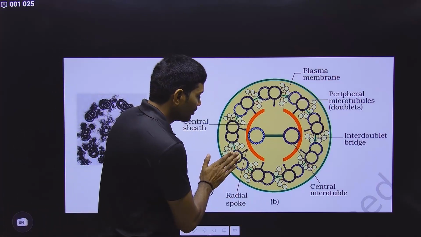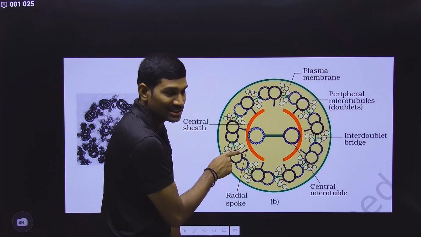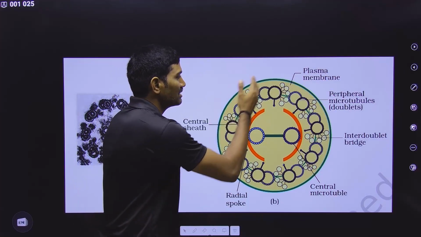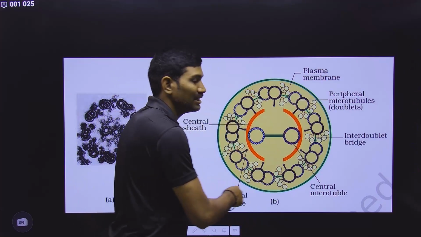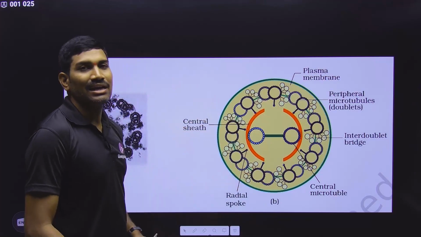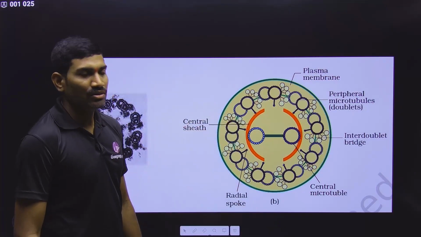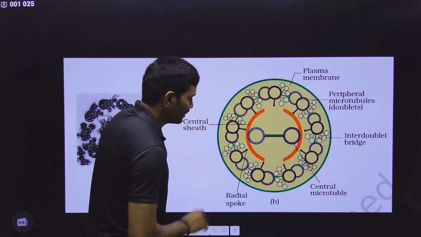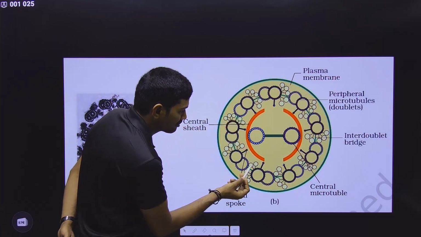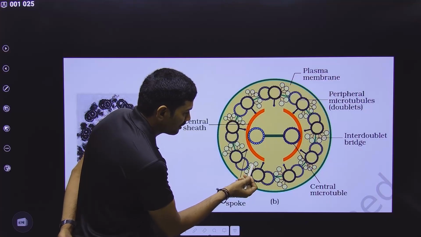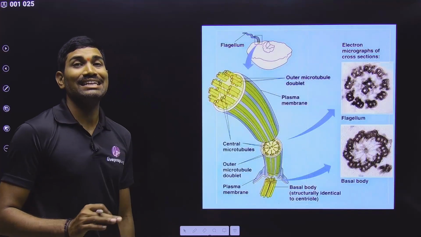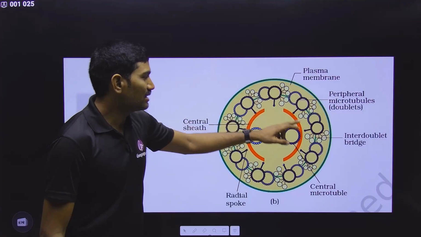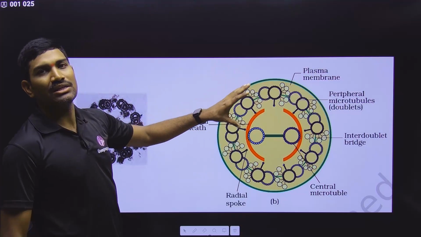Yes or no? Next one, from the peripheral doublets there are some protein strands, they are coming and attaching to this central sheath, and they are called as radial spokes. So since 9 peripheral doublets are there, in the cross section, how many radial spokes can we see? 9 radial spokes we can see in the cross section, one from each peripheral doublet. And along with this, even though not mentioned in NCERT, they have shown in the diagram some arms, 1, 2, 3, 4, 5, and they are called dynein arms. These are called as dynein arms. So this is what we are actually observing in the cross section.